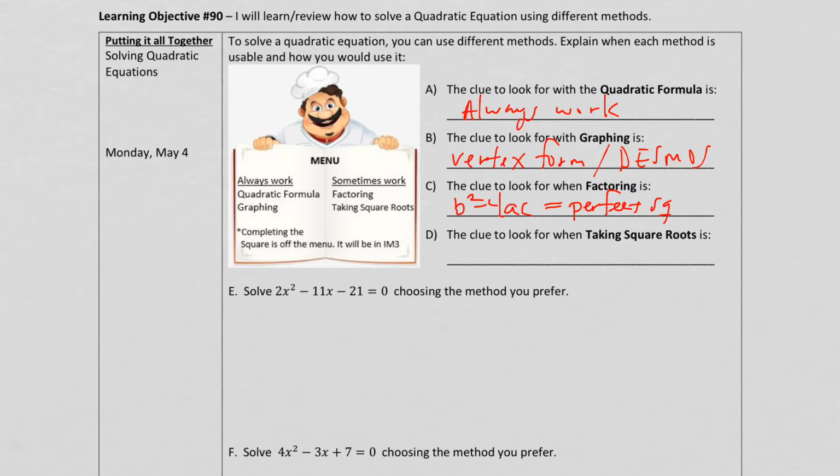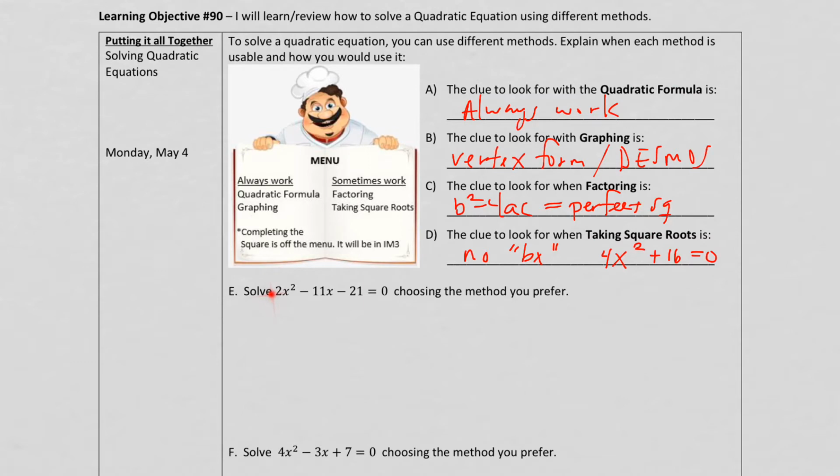Lastly, what's the clue for taking square roots? In this case, this is where you're going to have no bx term. When there's no bx, for example, something like 4x squared plus 16 equals 0, this is a clue to be able to use this technique because you can isolate x by itself and then go from there. Again, these two methods don't always work, but when they do, they're a little bit faster probably than using the formula would be. So with that, the goal today is to try some examples.